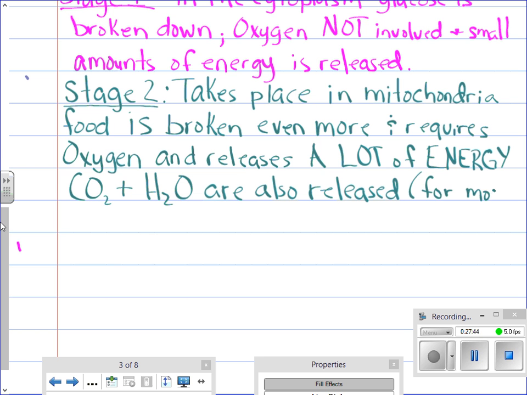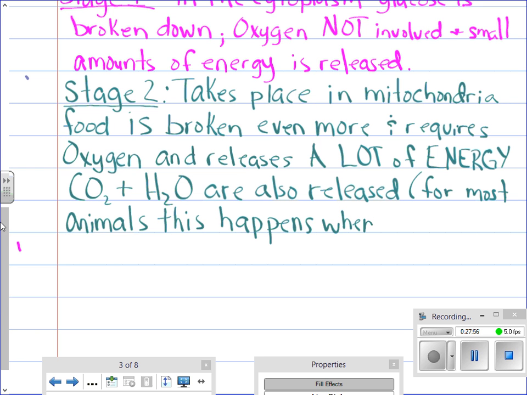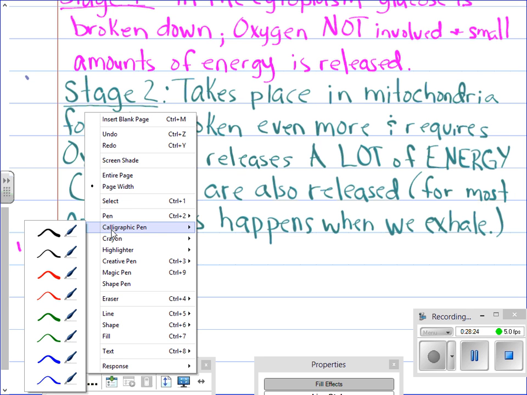For most animals, this happens when you what? How do we release carbon dioxide? This happens when we exhale. And you did it. When you exhaled, you felt that air come out. That's carbon dioxide. Your hand was moist. That was water. And then we just have one last thing to write.